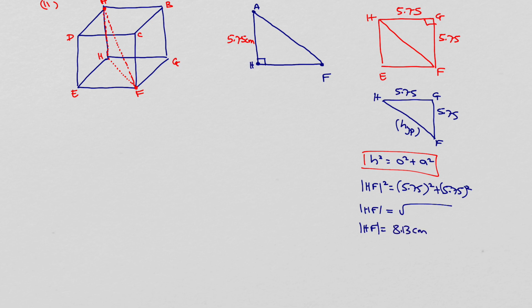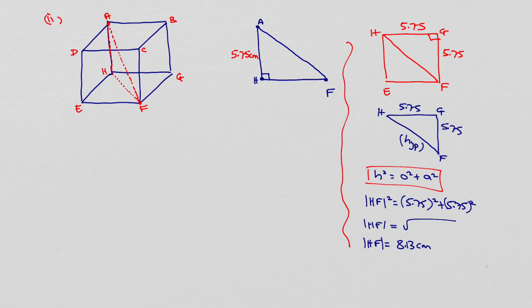So really, because it's a cube, I didn't need to do all of this again. If we were clever and spotted that across the top, then A to C, because it's a cube, is going to be exactly the same as H to F.